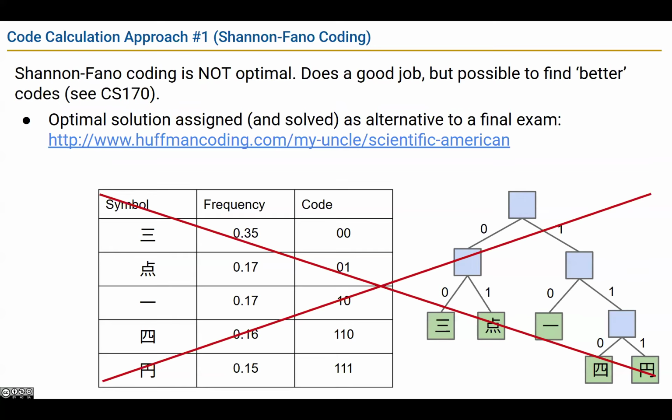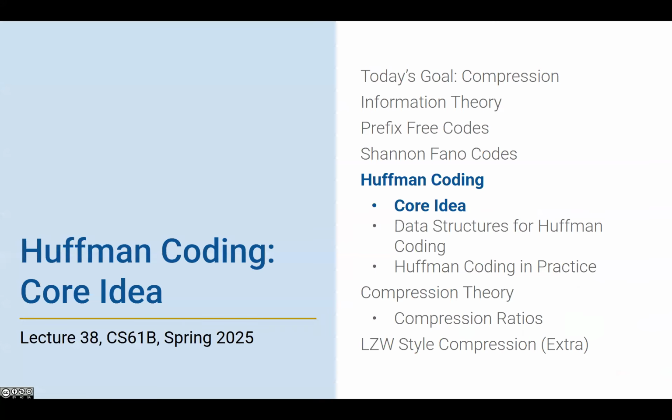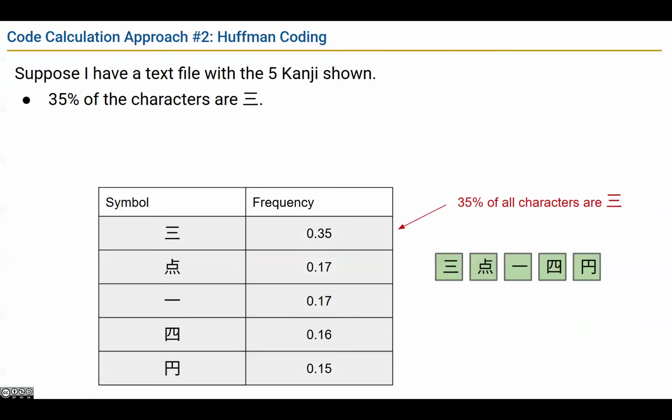CS170 will teach you a better way, or actually, we'll teach you a better way now. Well, CS170 will teach you to prove that this is not optimal. As it turns out, the optimal solution is a slightly different approach. And this is called Huffman encoding.